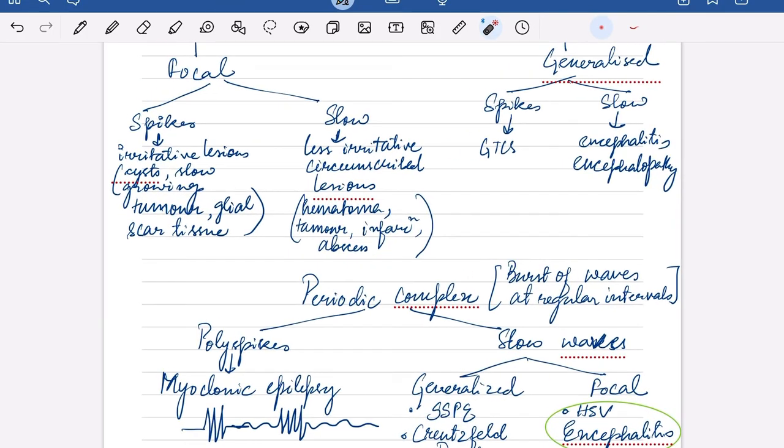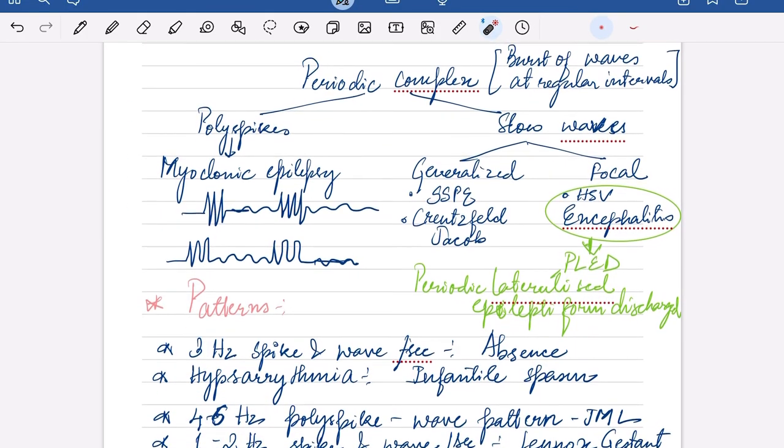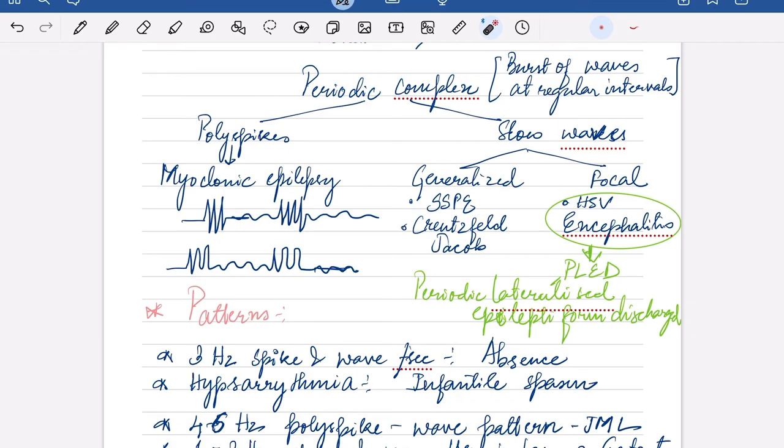Next, let us come to a very important thing, something known as the periodic complexes. Now what is periodic complex? Periodic complex is basically a burst of waves at regular intervals. Now it can be polyspikes or slow waves. Polyspikes come like this. See, in bursts at intervals there are polyspikes. Now polyspikes are seen in myoclonic epilepsy.